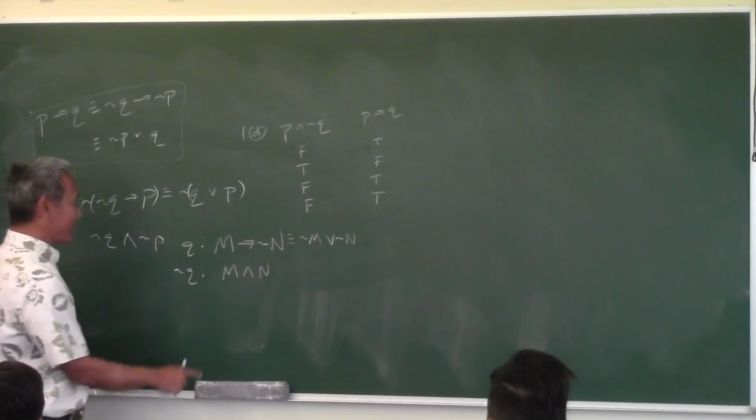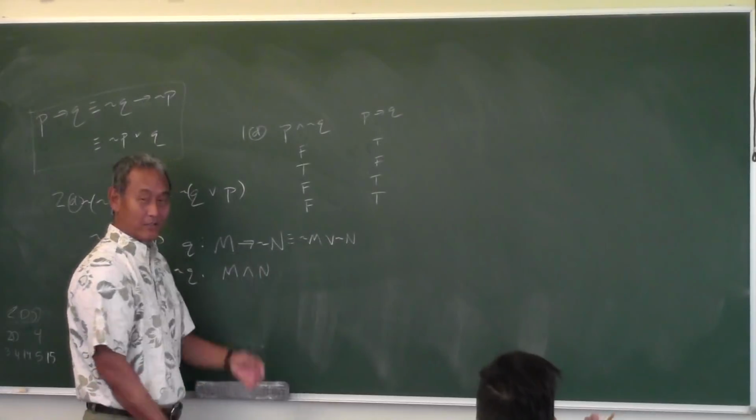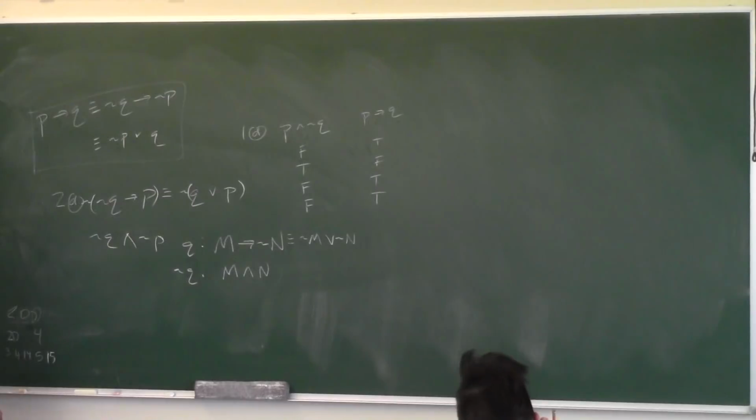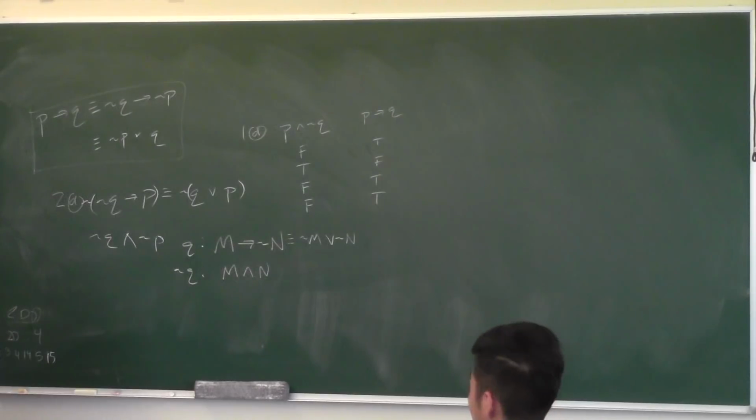So, on Monday, what if I change this to like an A and a B? Is that going to throw you off? Yeah. Okay, then you're going to get thrown off. Now, if you couldn't do problem 2D, then you couldn't do number 3, right?